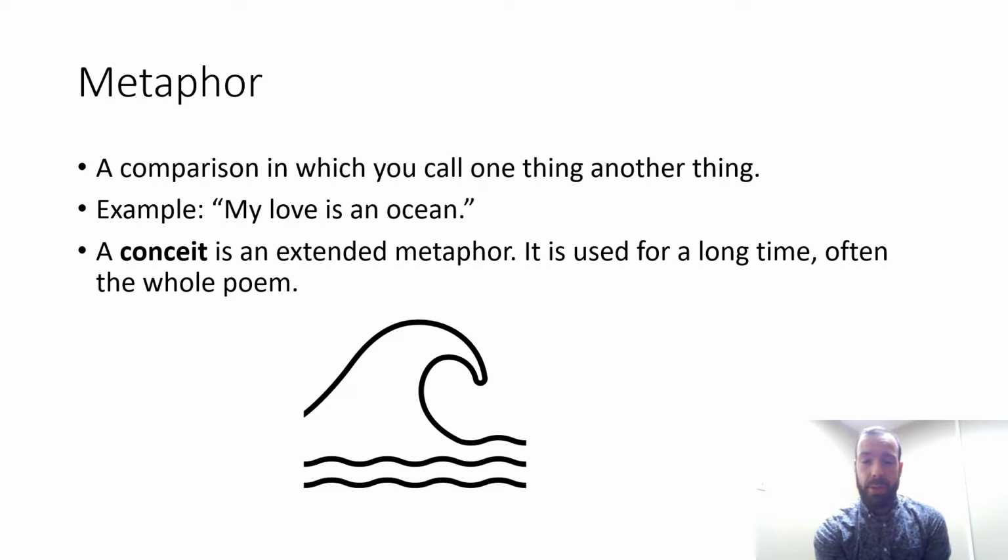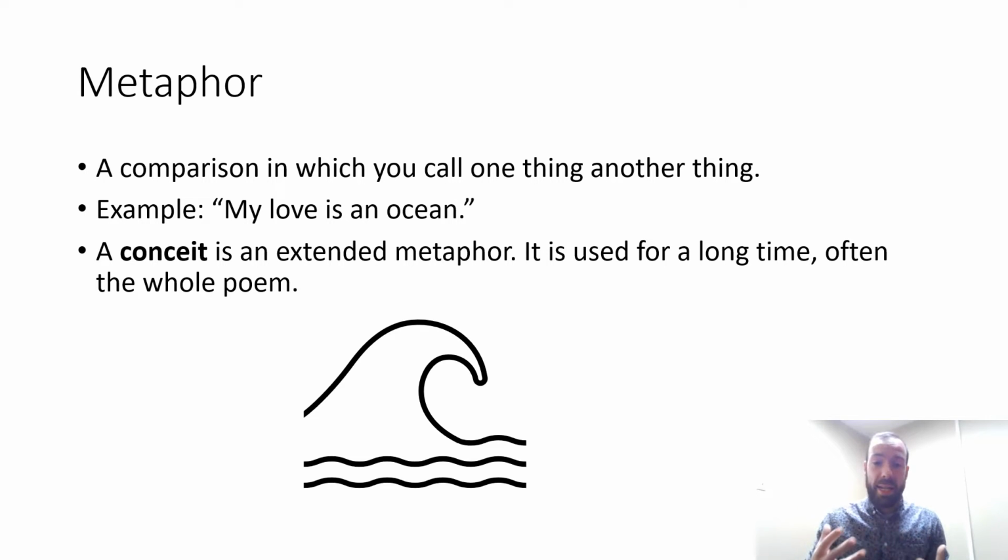Metaphor is one of the most common poetic devices. This is a comparison in which you directly call one thing something else. So, for example, my love is an ocean. Well, my love isn't actually an ocean. It's not made out of water. But you can understand the comparison because my love is like an ocean.